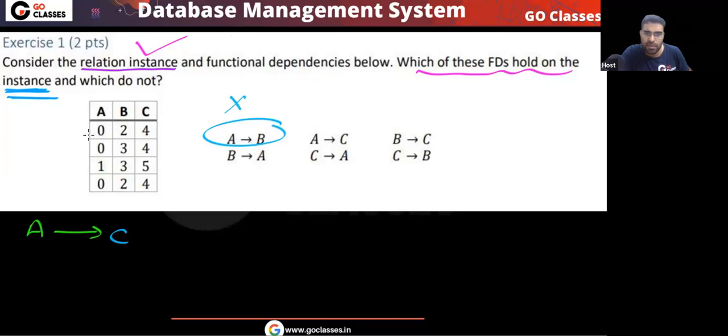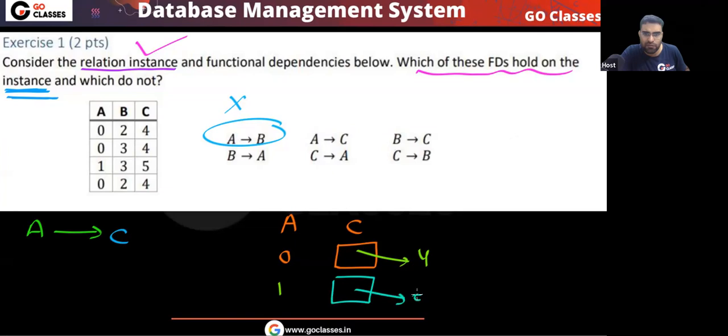Yes, you can tell me. You can see whenever the A value is the same, then the C value is also the same. For example, if I tell you the value of A is 0, then what will be the value of C? That will be 4. If I tell you the value of A is 1, then the value of C will be 5. Agree with me? Yes or no?